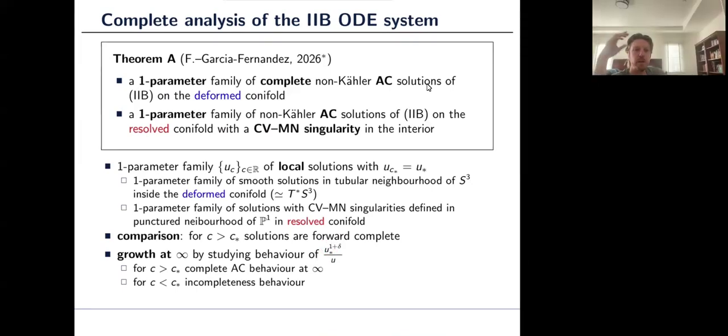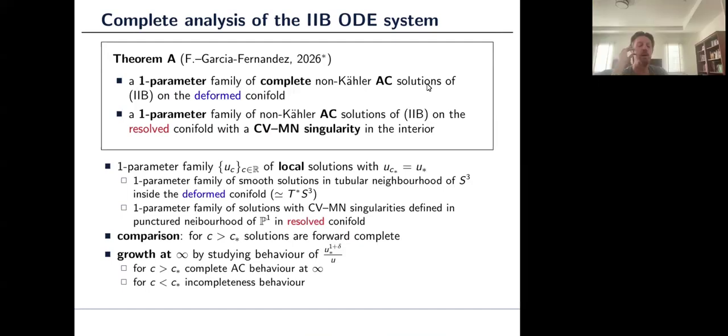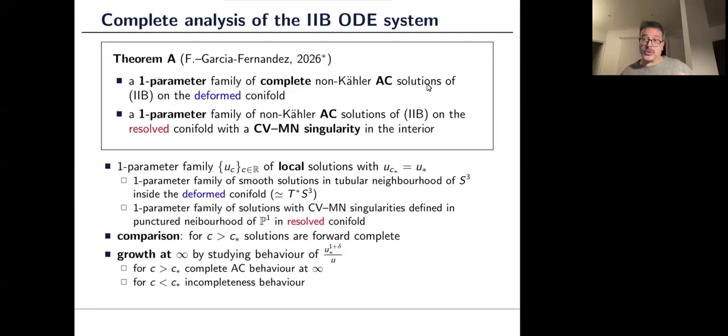Oh, yeah. This U star is like a Kähler metric? No, U star is the CVMN, the explicit non-Kähler solution. Oh, okay. I see. Yeah.